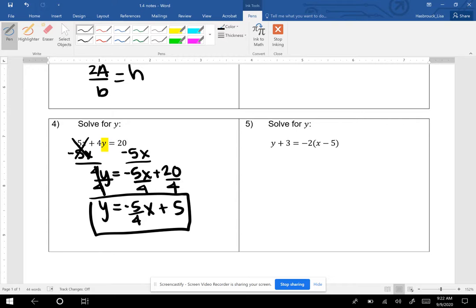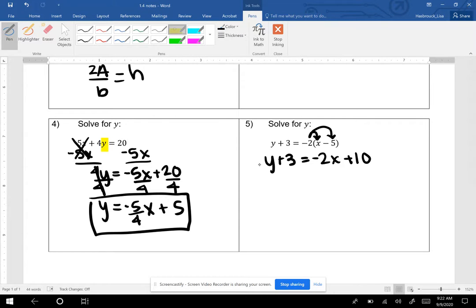For number 5, we're getting y alone again. But notice there's distributing on this right-hand side that we should probably do first. So I am going to start by multiplying out that negative 2. So I have y plus 3 on the left equals negative 2 times x is negative 2x. Negative 2 times negative 5 is a positive 10. Notice I'm careful with those signs. I pay attention and figure out what they would turn into.